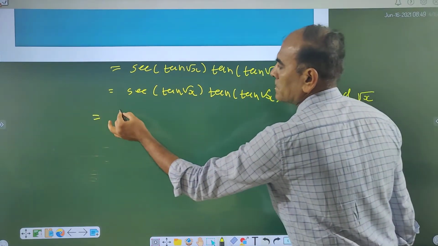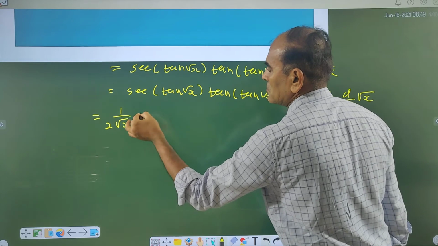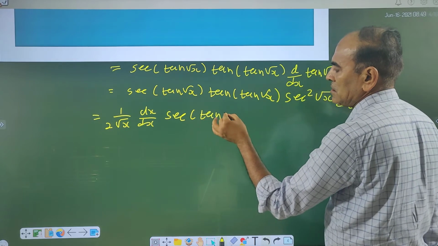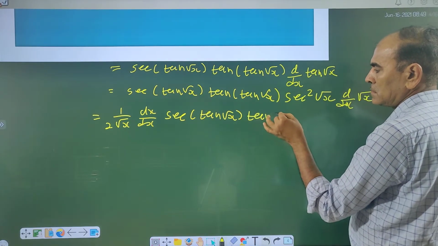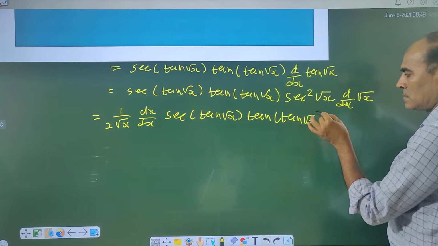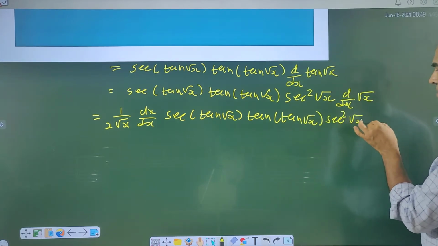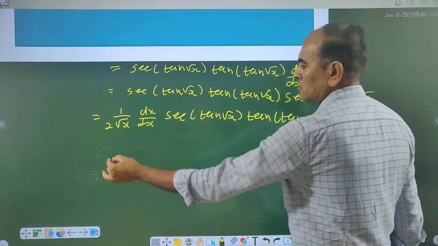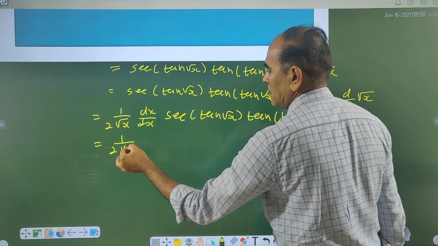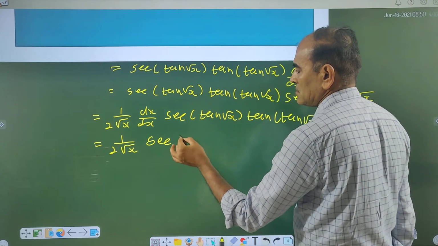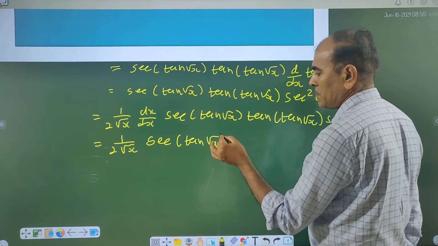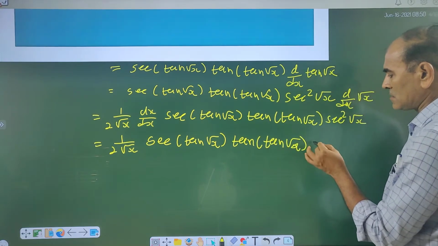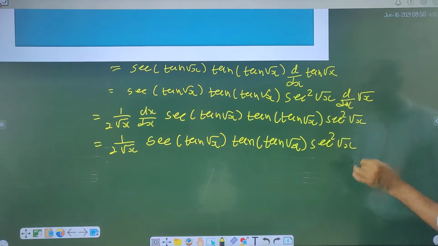Root of some function, 1 upon 2 root of some function, d by dx of some function. Rest of the part as it is. What is dx by dx? 1. So what will be the answer? 1 upon 2 root x, sec of tan of root x, tan of tan root x into sec square root x. This is the answer.